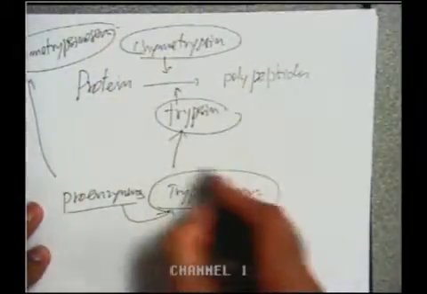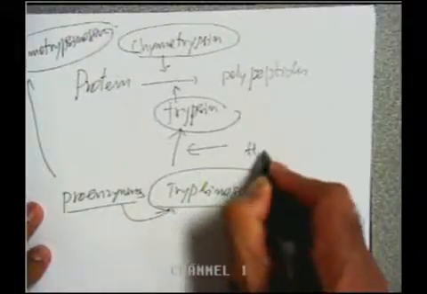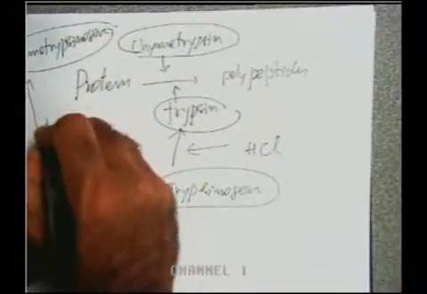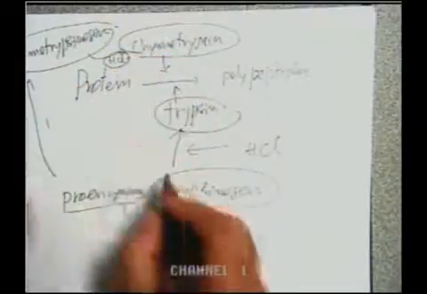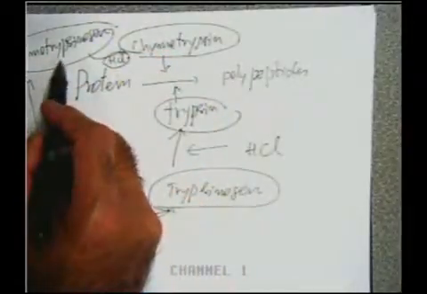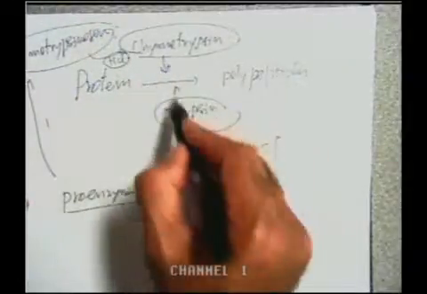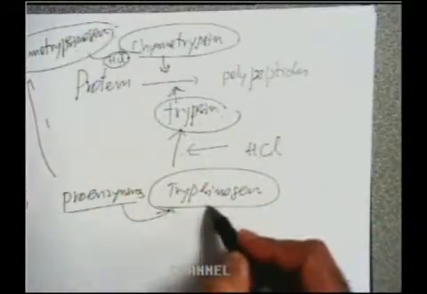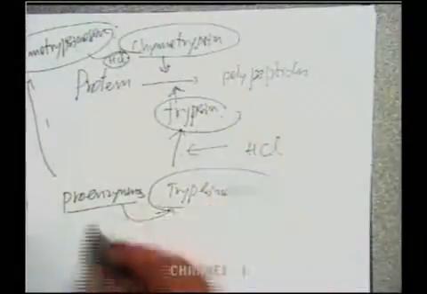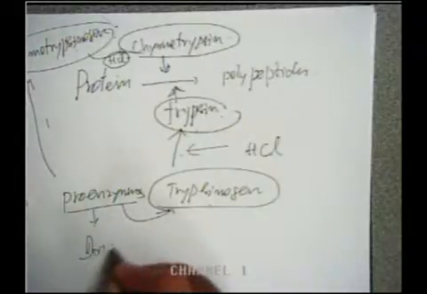So for this proenzyme, we need hydrochloric acid, here to here. This acid will cleave the chymotrypsinogen proenzyme to the active enzyme. This is very active. And then hydrochloric acid will convert the trypsinogen proenzyme to active enzyme. The proenzyme is the inactive form.